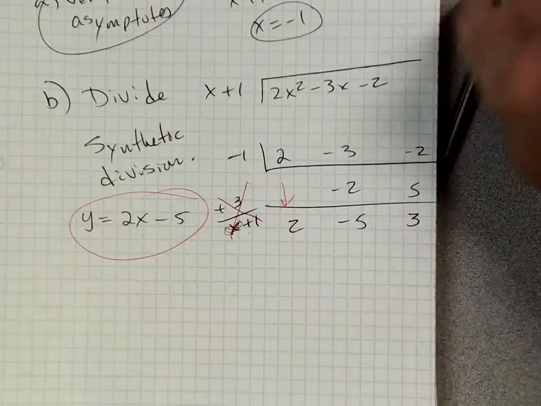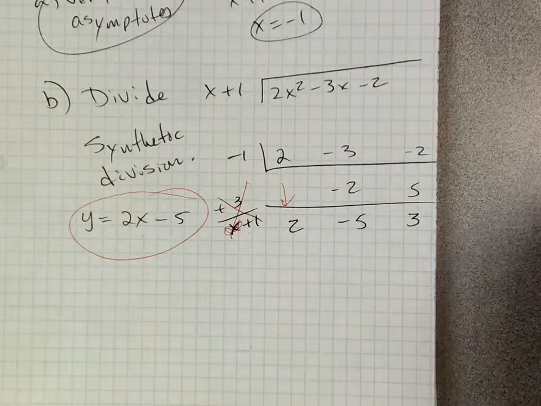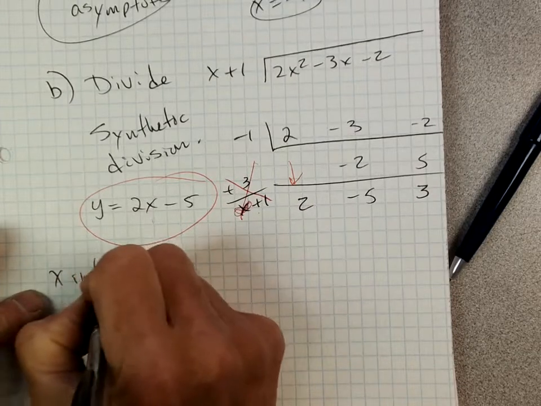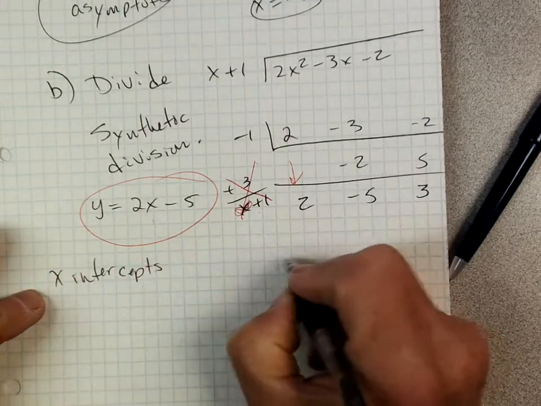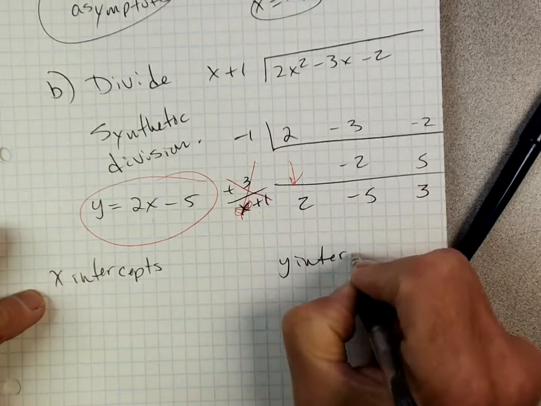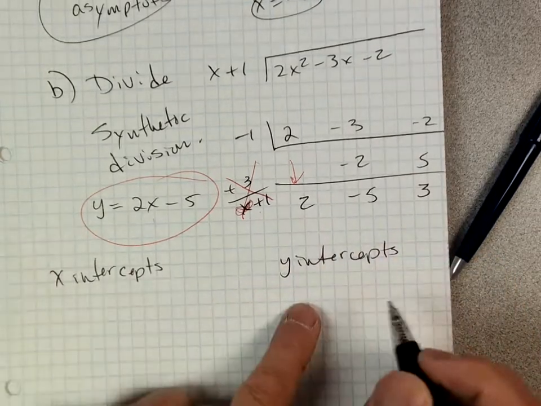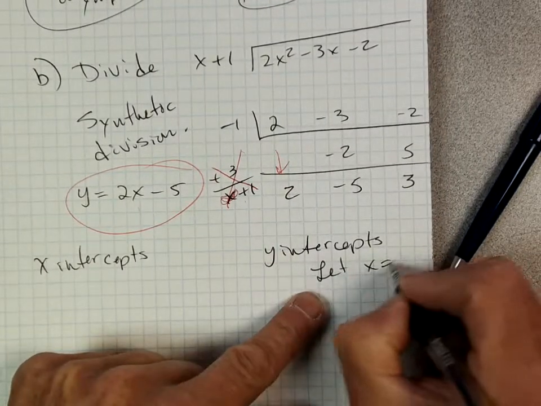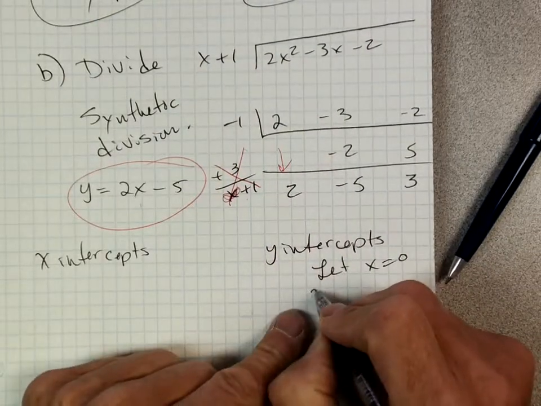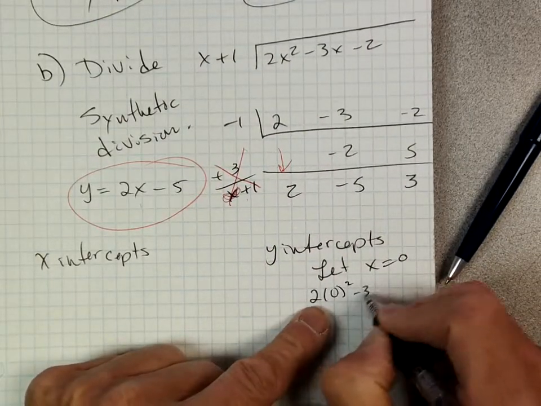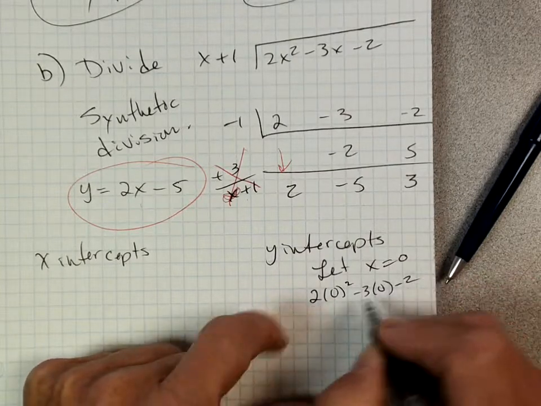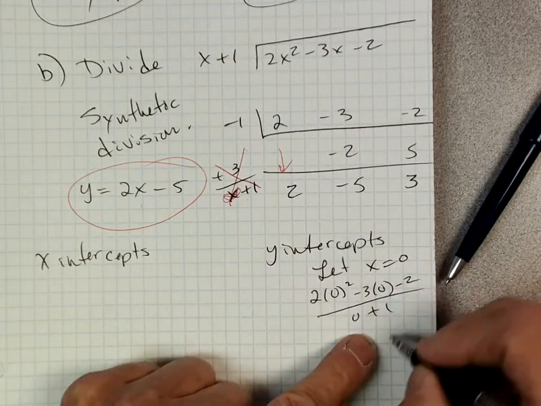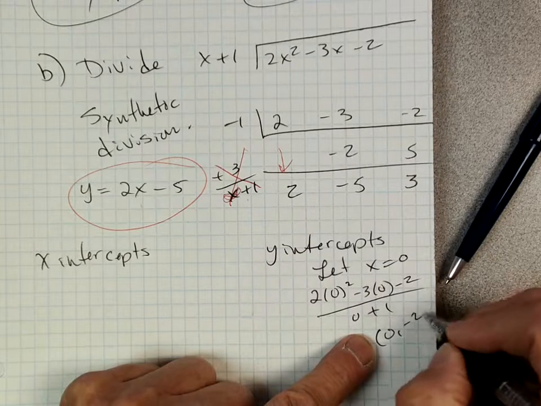Okay, now, let's see what we can do. Another thing I need to do is find my x and y intercepts. So let's look at our x intercepts and our y intercepts, okay? Let's do the y-intercepts first. Those are the easiest. Just let x equal 0. We end up with 2 times 0 squared minus 3 times 0 minus 2, over 0 plus 1, which becomes -2. Hopefully you guys see that. So we'll have an answer at 0, -2.